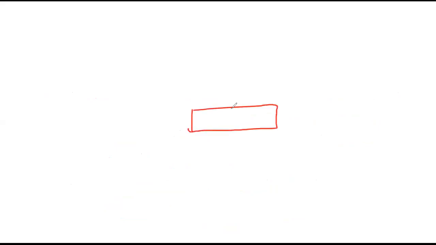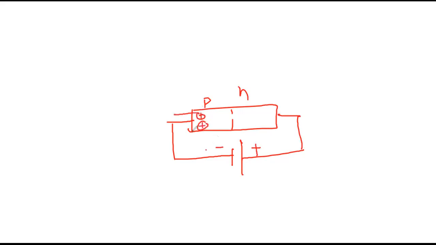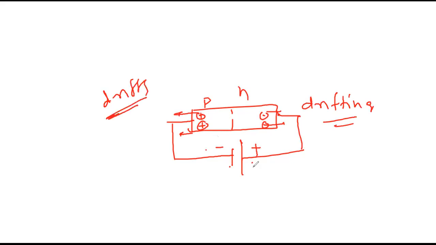But when P is connected to the negative terminal and N is connected to the positive terminal of the battery, then N side will pull the positive hole and positive terminal will pull the negative electron. This is called drifting. So negative terminal drifts out positive hole, positive terminal drifts out negative electron.